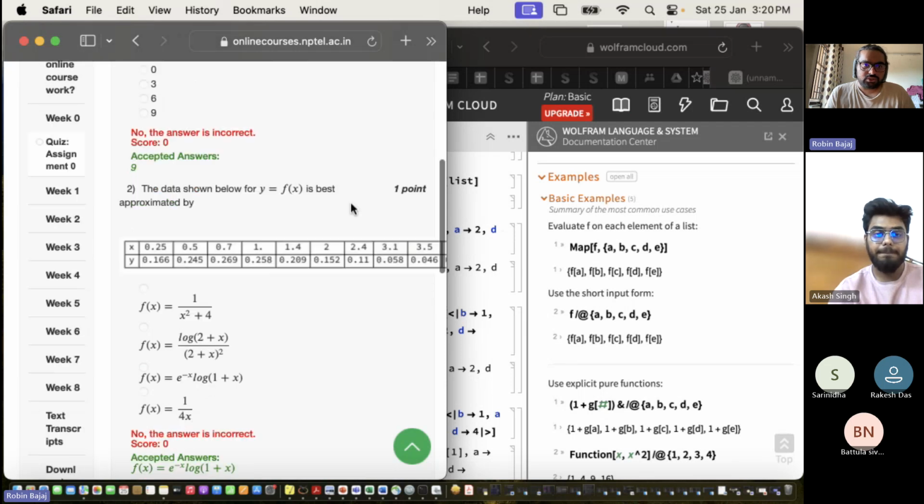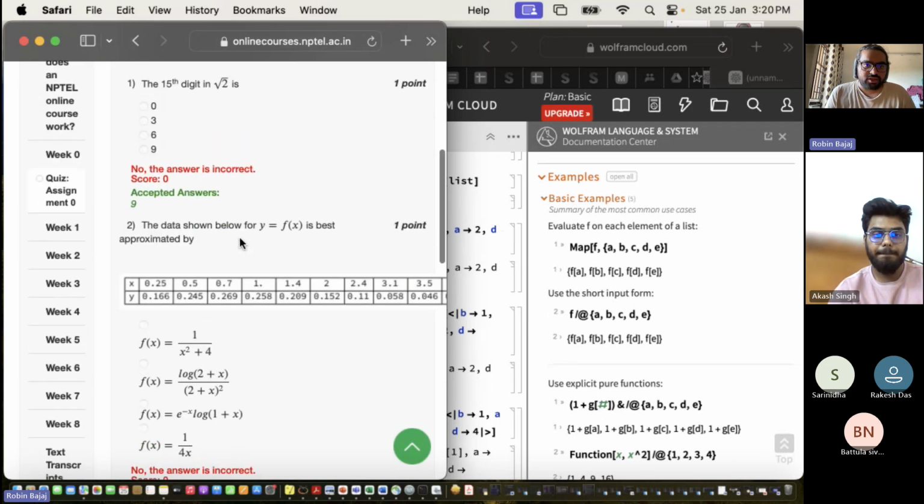Fine. So if you look at this problem, the data shown below for y equal to f(x) is best approximated by... So we have to find which function best describes this. Tell me, how would you find it? How many n number of ways are there to solve this problem? Anyone?